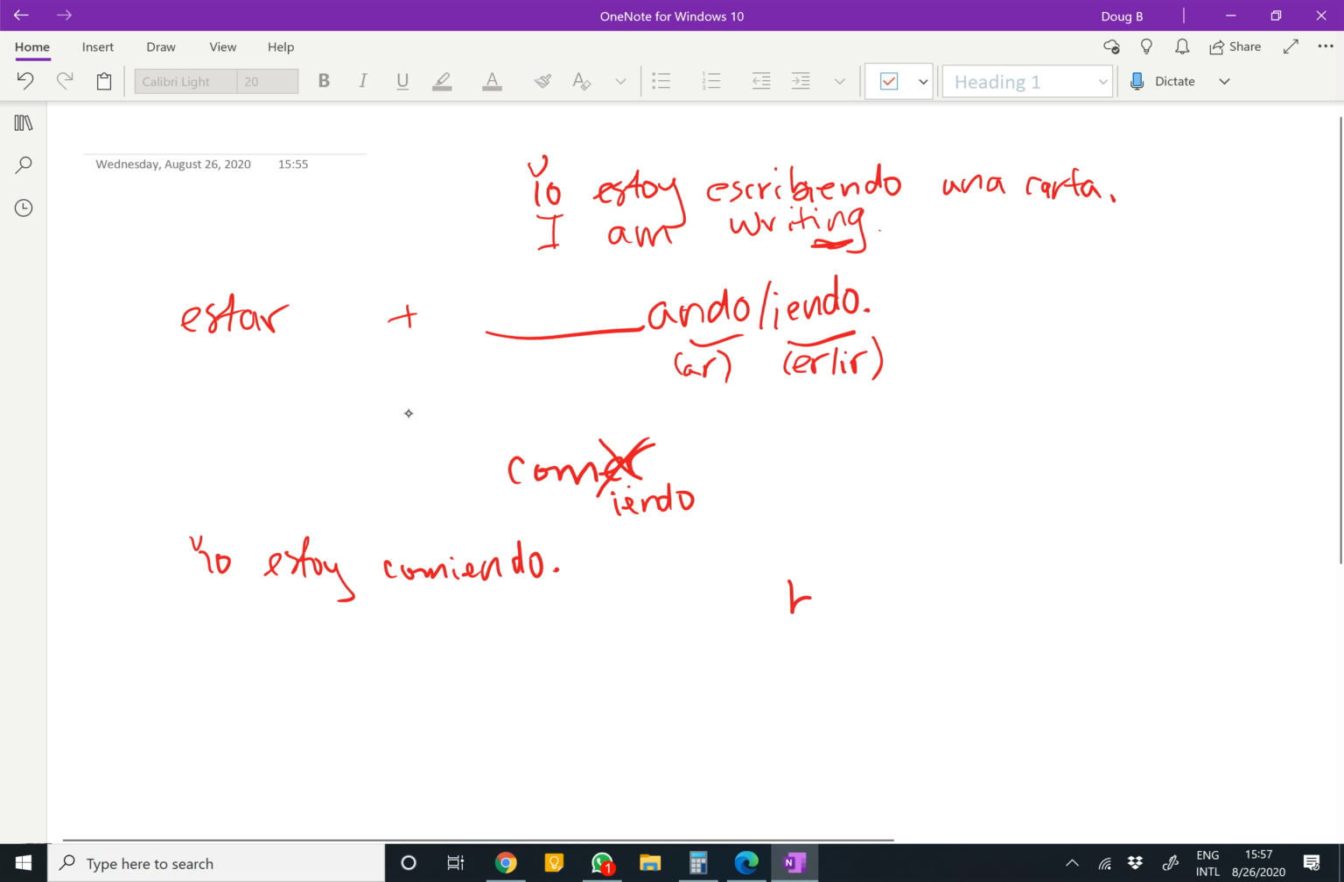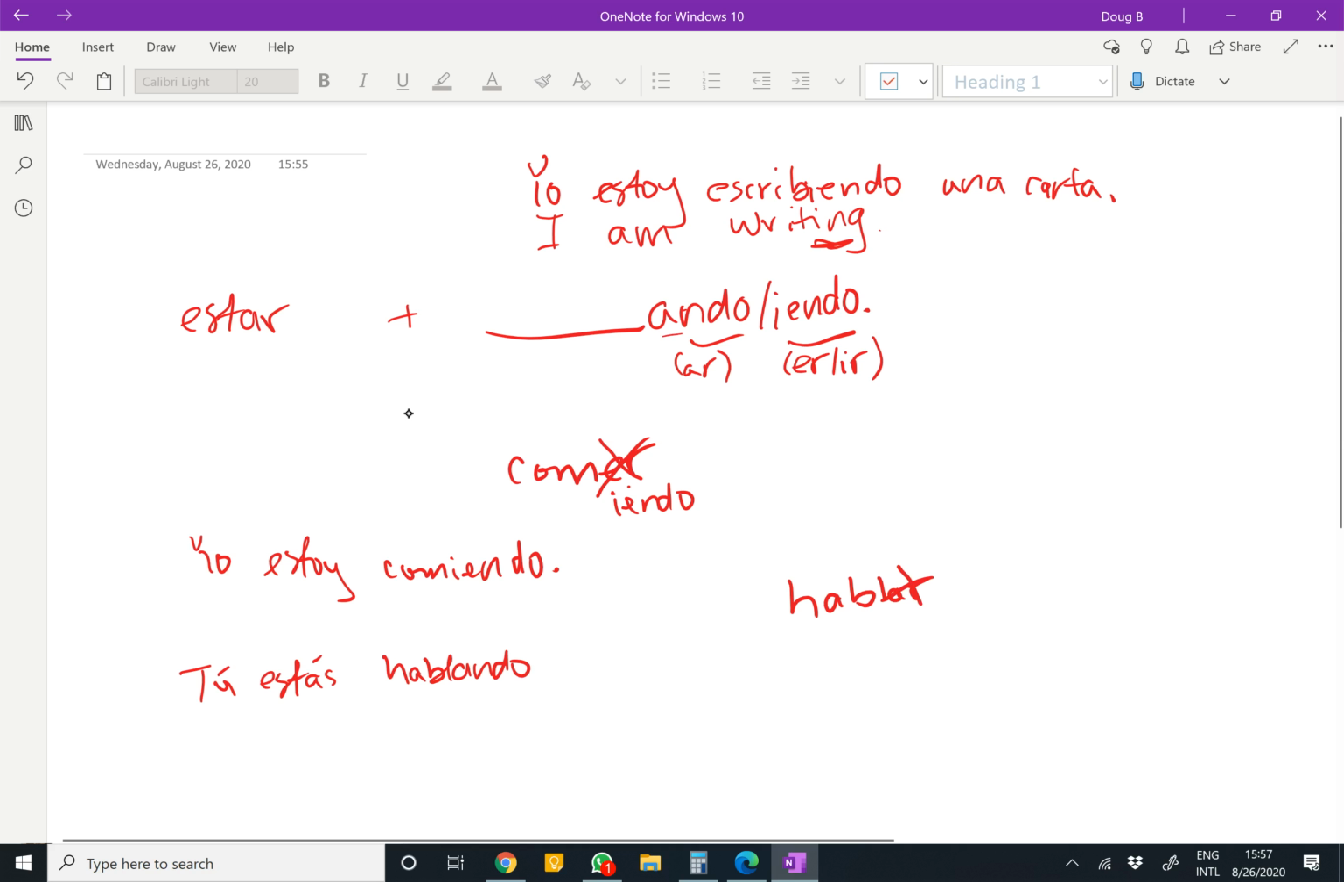Or if we have hablar, because I am speaking right now, I am speaking Spanish, or you are speaking Spanish. Tú estás hablando. AR verb, so we'll take off the AR and add ando español. Tú estás hablando español.